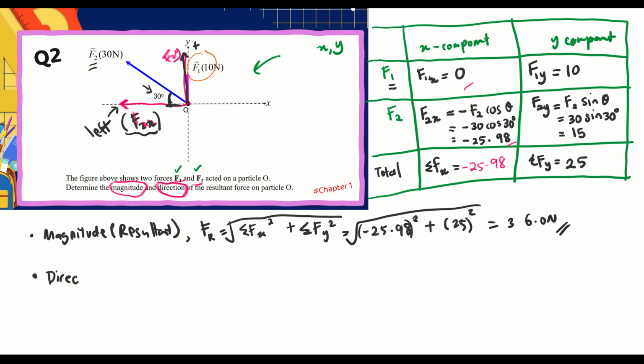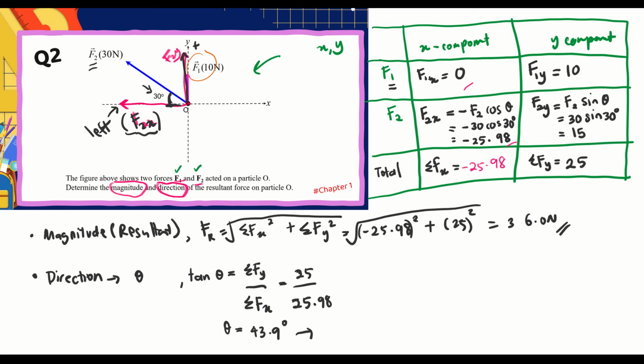Next, we want to get the direction. Direction can be represented by angle. We will use tangent theta is equal to summation of force in y-axis over summation of force in x-axis. So it's 25 over negative 25.98, or you don't need to put the negative sign, we just want to get the angle. Substituting all the values, you have your theta is equal to 43.9.